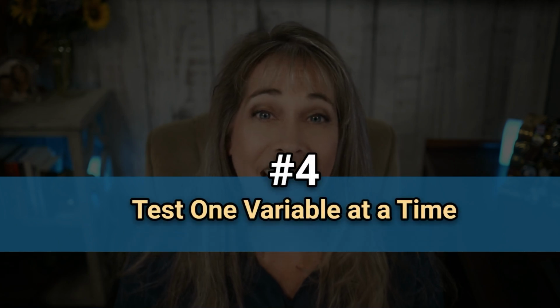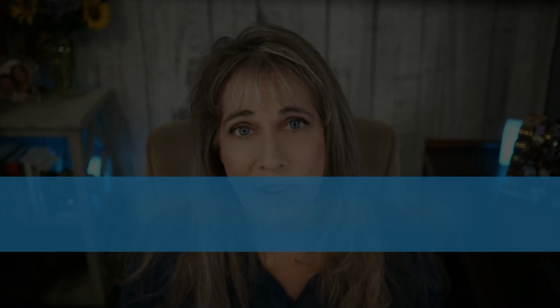Fourth is test one variable at a time. Now, this is a big one because we tend to want to go crazy when we start doing split testing and have completely different landing pages. But the problem there is to know what's working. If you're changing more than one thing at a time and you're testing multiple elements, you won't know which change made the difference. So that can really slow you down in figuring out what's working and what's not.